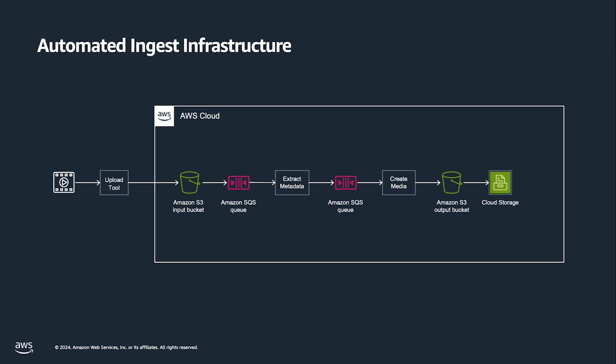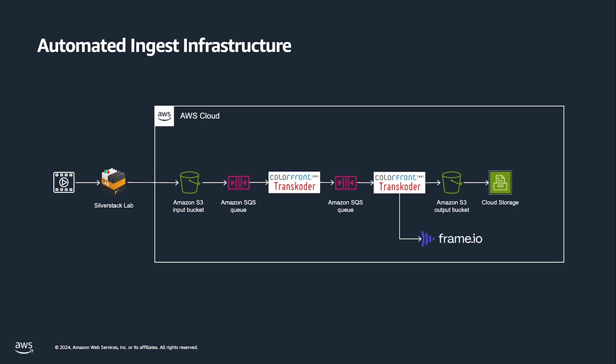For the upload tool, we're using Pomfort Silverstack Lab. To extract the metadata, we're using Colorfront Transkoder, which has a probe functionality that reads the media directly from S3. We're also using Transkoder for the transcode process. We use a feature in Transkoder which allows us to upload proxies directly to Frame.io.